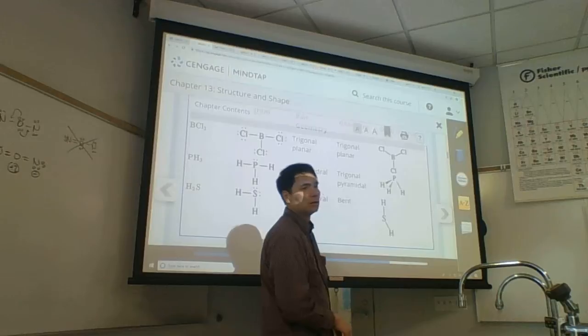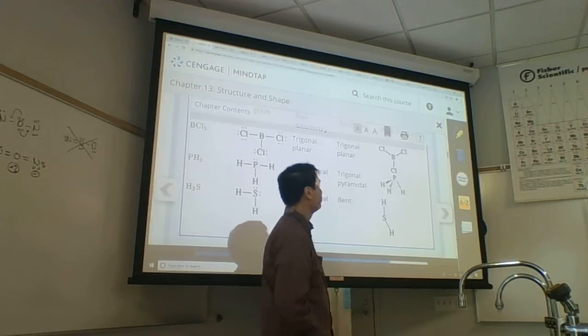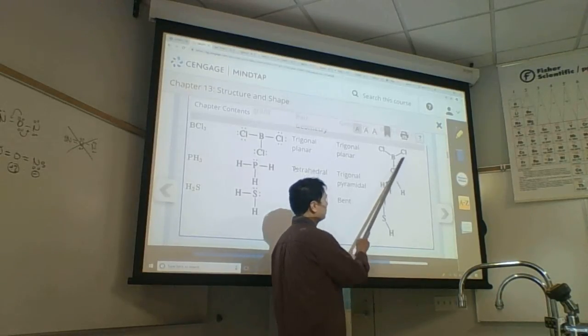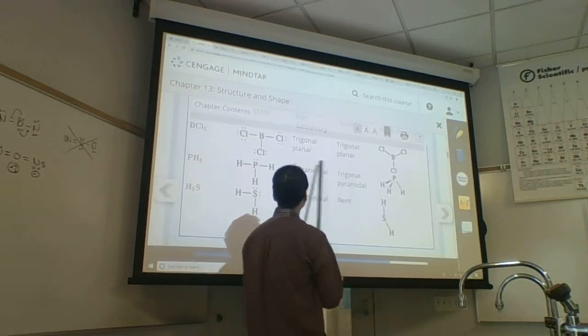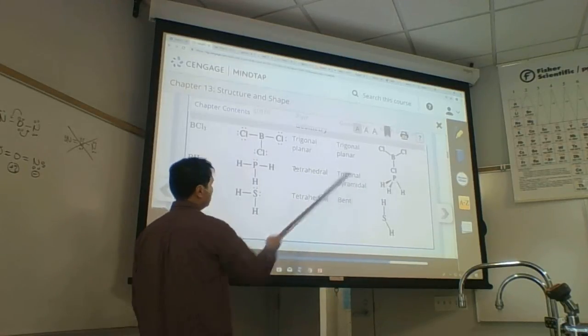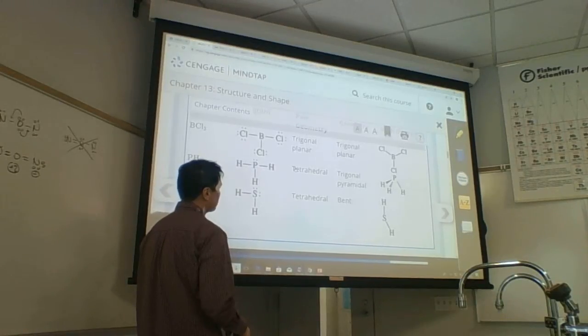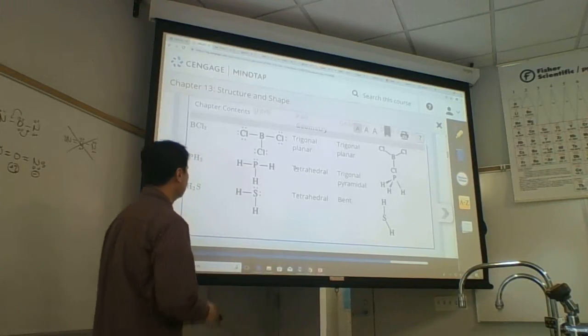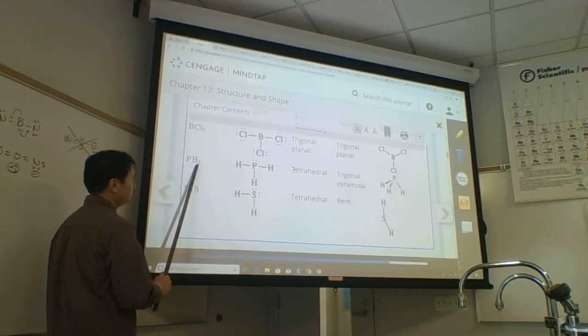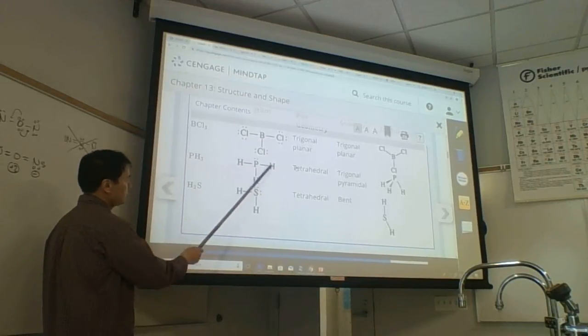Pairs of electrons. Yeah, it's missing the lone pairs around chlorine. So I'd like to see those. They show them here, but they don't show them there. And there's one pair missing here. That's BCl3. Oops, this is PH3. PH3, this is the Lewis structure.